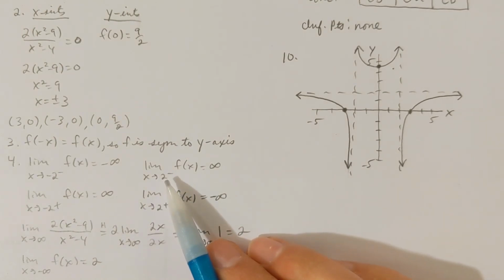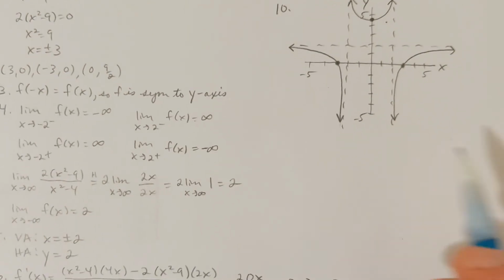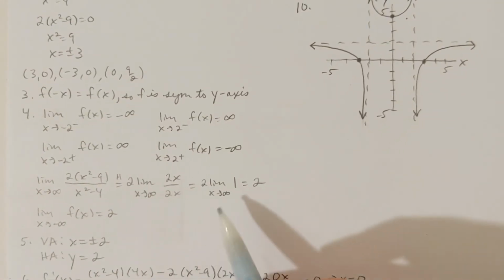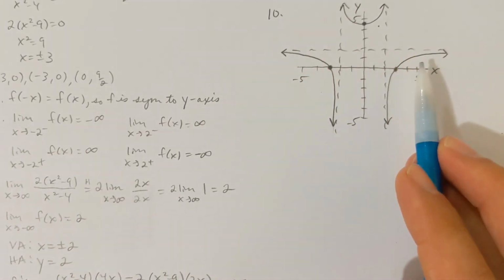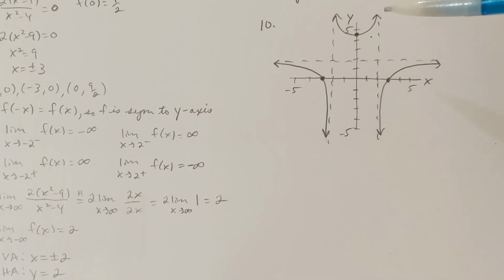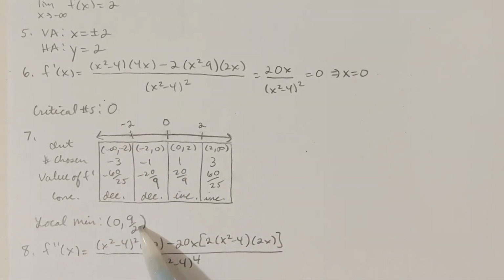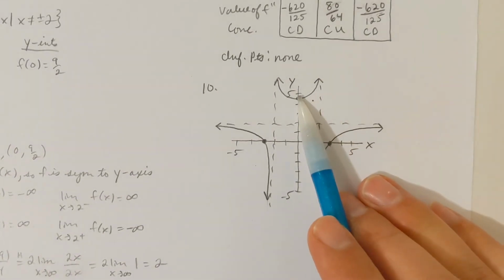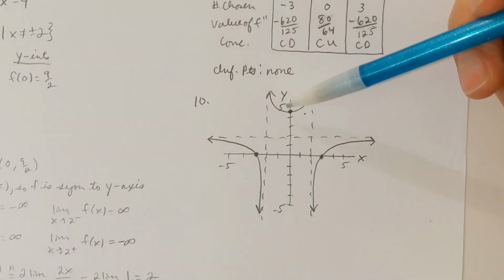Limit as x approaches 2 from the left of f of x is infinity. We're heading upward on that side of the vertical asymptote. We're heading down on the other side there. You can see we've already got the asymptotes stated: y equal 2, x equal negative 2, x equal positive 2. We've got one critical number. There's a local min at this point here. We change from decreasing to increasing. That's going to produce a local min.